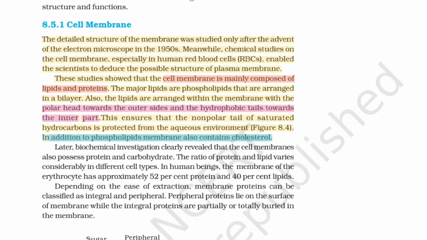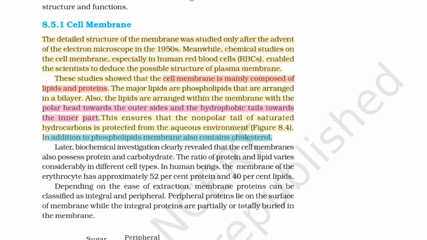8.5.1 Cell membrane. The detailed structure of the membrane was studied only after the advent of the electron microscope in the 1950s. Meanwhile, chemical studies on the cell membrane, especially in human red blood cells, RBCs, enabled the scientists to deduce the possible structure of plasma membrane. These studies showed that the cell membrane is mainly composed of lipids and proteins. The major lipids are phospholipids that are arranged in a bilayer.